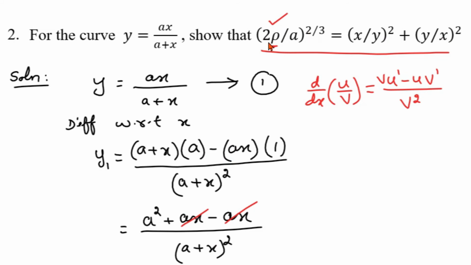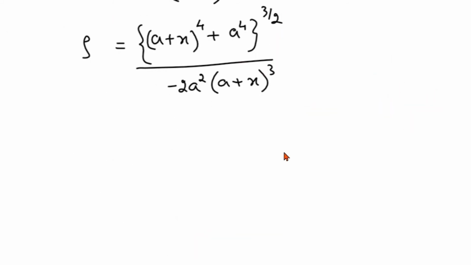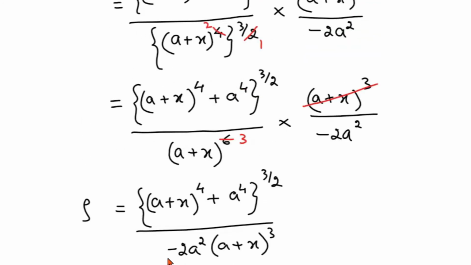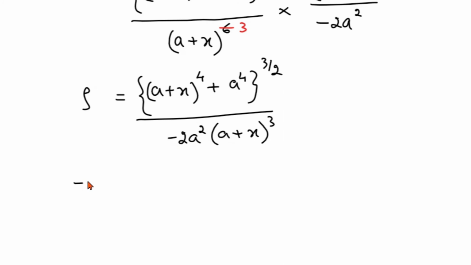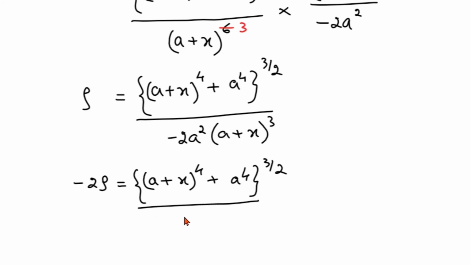So you have to get 2ρ on the left hand side. So you have to get 2 on the other side, and also it has to be raised to the power of 2 by 3. So since you have 2 in the denominator over here, you can just cross multiply this 2 on the other side. So you'll be getting minus 2 times ρ is equals to ((a + x)^4 + a^4) to the power of 3 by 2, that is whole divided by a squared times (a + x) whole cube.